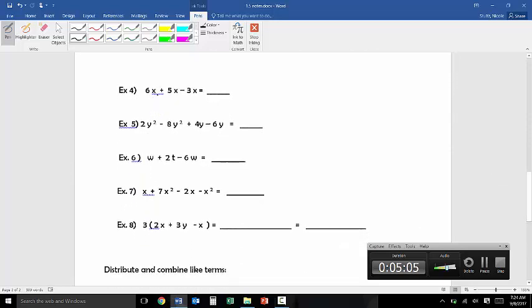Right, so look at number 4. You have an x term, an x term, and an x term. You can combine all of these. So 6 plus 5 minus 3 is going to give us 8, and the term is x. I have a y squared and a y squared, so I'm going to do 2 minus 8, and I get negative 6 y squareds. And then I'm going to combine my y terms to get negative 2y.